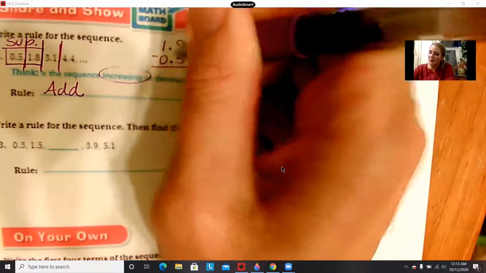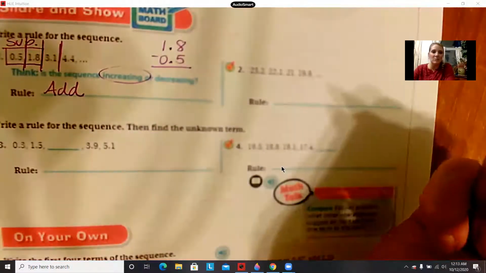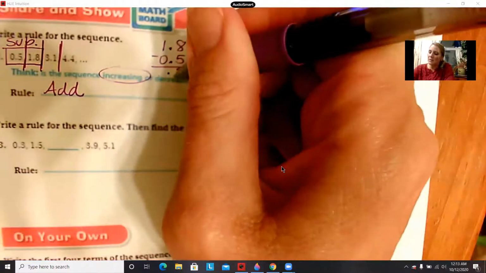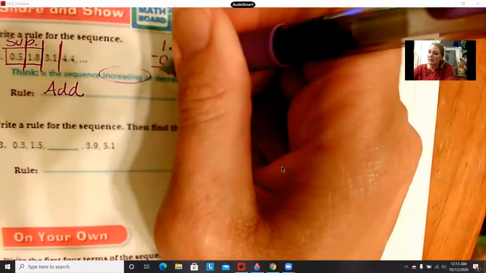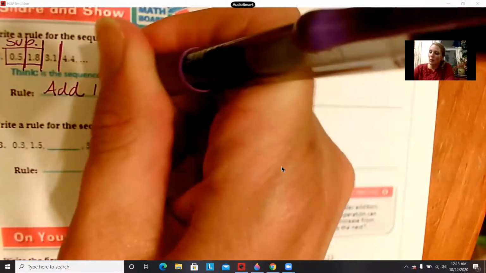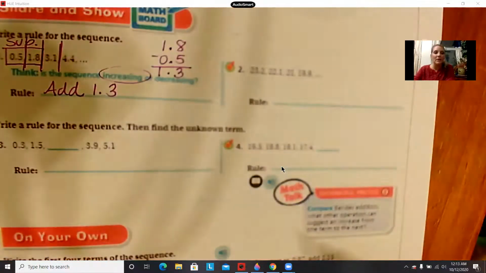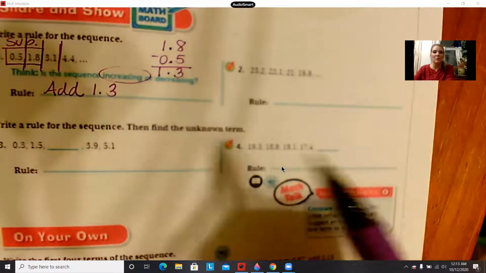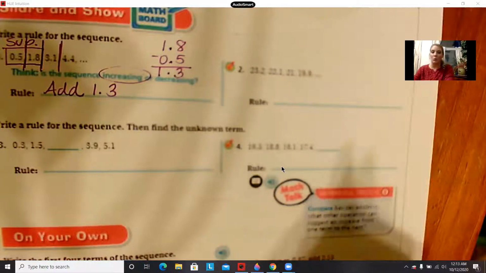Make sure, kiddos, when you add and subtract decimals, those decimal points are lined up. 8 minus 5, of course, is 3. 1 minus nothing is 1. So my rule is to add 1 3/10 to every term to go up to the next term. Okay, that's all we're doing for 1 and 2, just finding the rule.